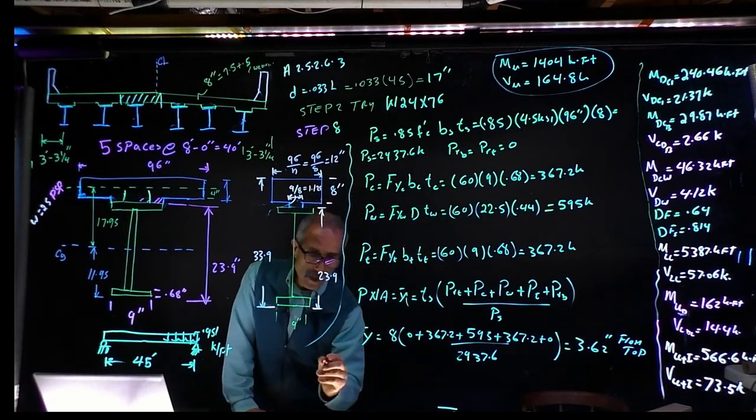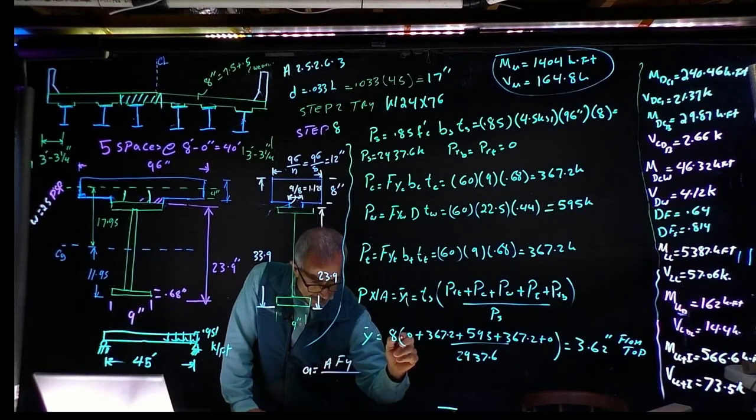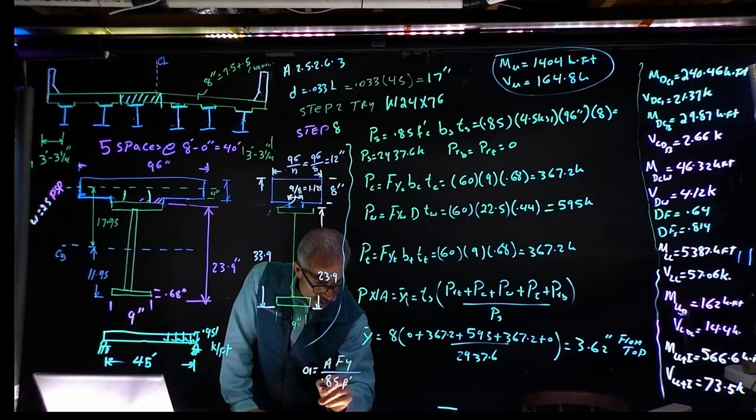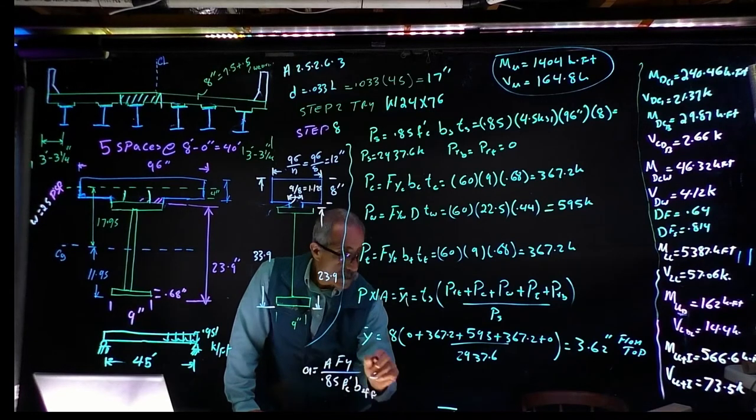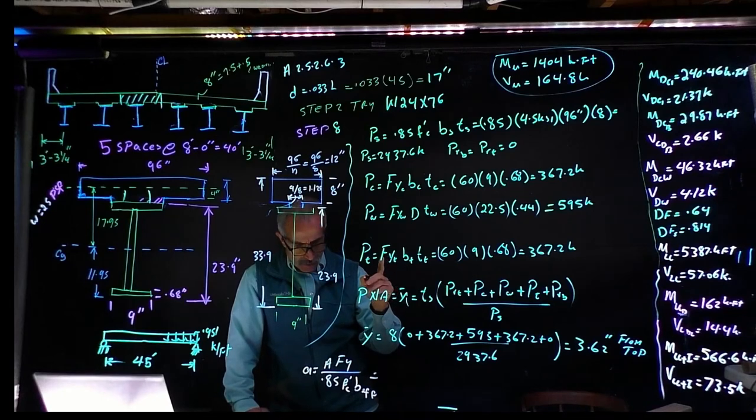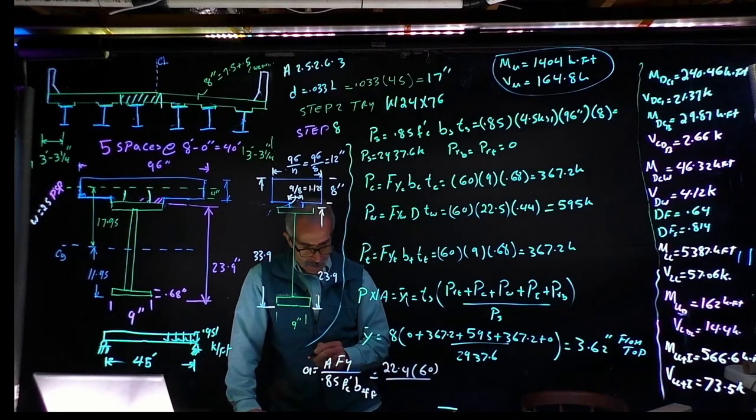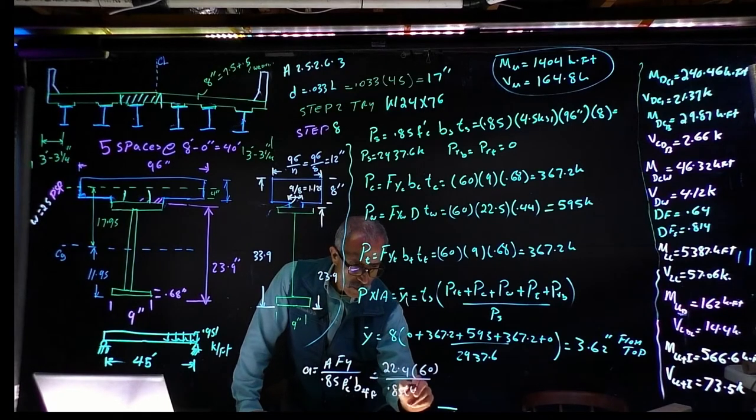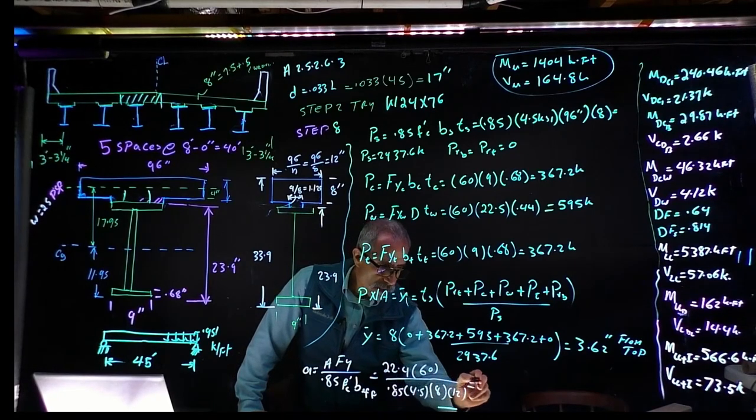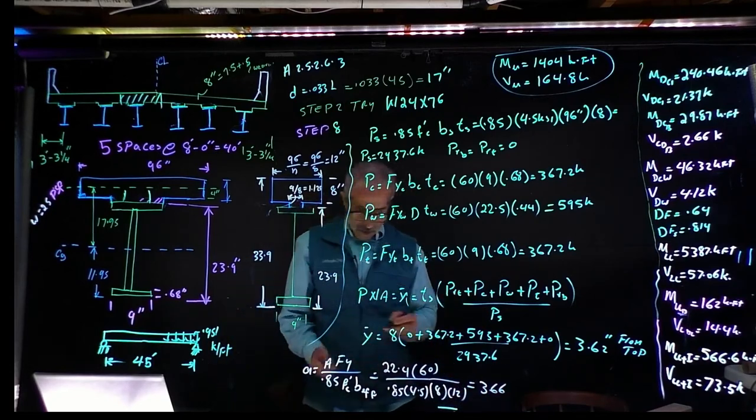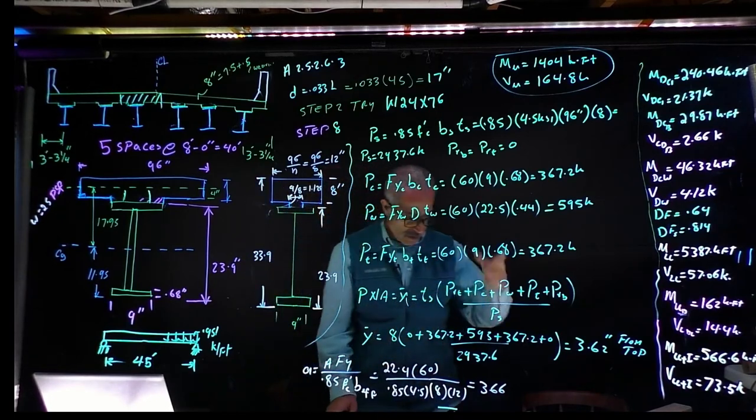If I use what our compression block is, A is equal to, we did this in class, A times FY divided by 0.85 F prime C times BFF. So our area of the steel came out to 22.4 times 60 KSI, divided by 0.85 times 4.5 kips, and I think the BF was 8 feet or 96 inches. And that comes out to 3.66, same as that one. Anyway, so now we have that. We know our plastic neutral axis is going to be way up here in the concrete. So that means what? Let me erase this board, we talk about it.